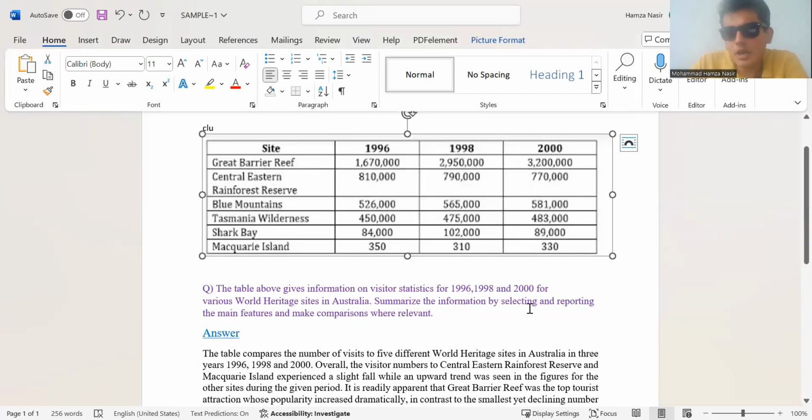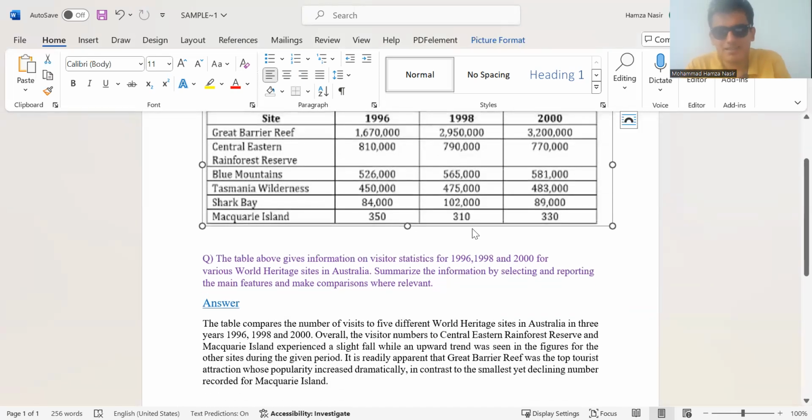And you can also talk about which facility has the most number of visitors. So I clearly see, if I look at, let's say, the year 2000, right, I clearly say that Great Barrier Reef is the most popular tourist facility. Why? Because it has the greatest number of visitors. It's significantly more than the second most popular site.